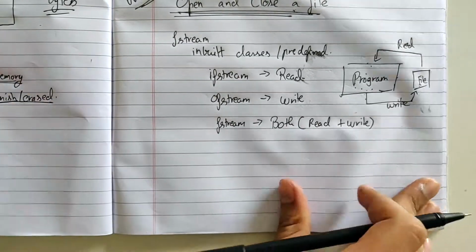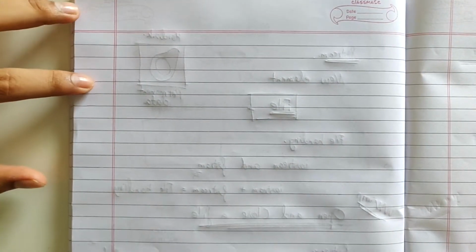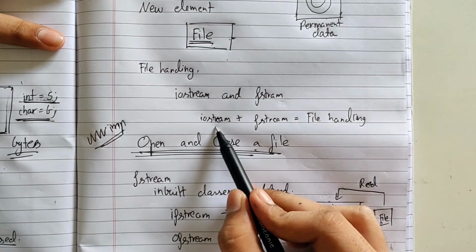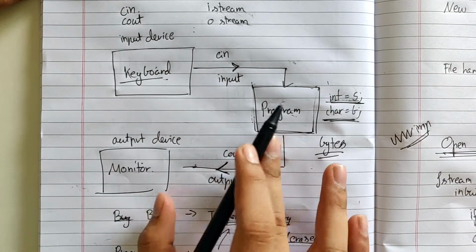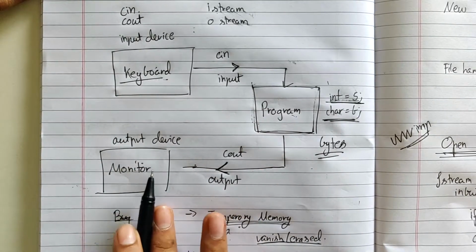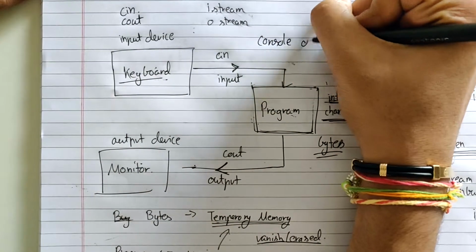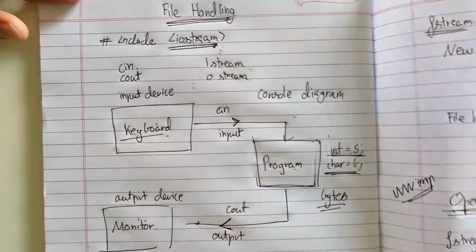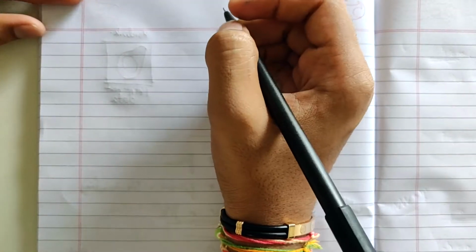So we'll make another diagram. Now that I explained that file handling is a mixture of iostream and fstream, let's draw the console. Console includes only input and output, output to the monitor. This is the console diagram, or console working of the program. Now let's draw the console diagram and we'll add this new element, which is the file, to the console. So the console diagram is the same.